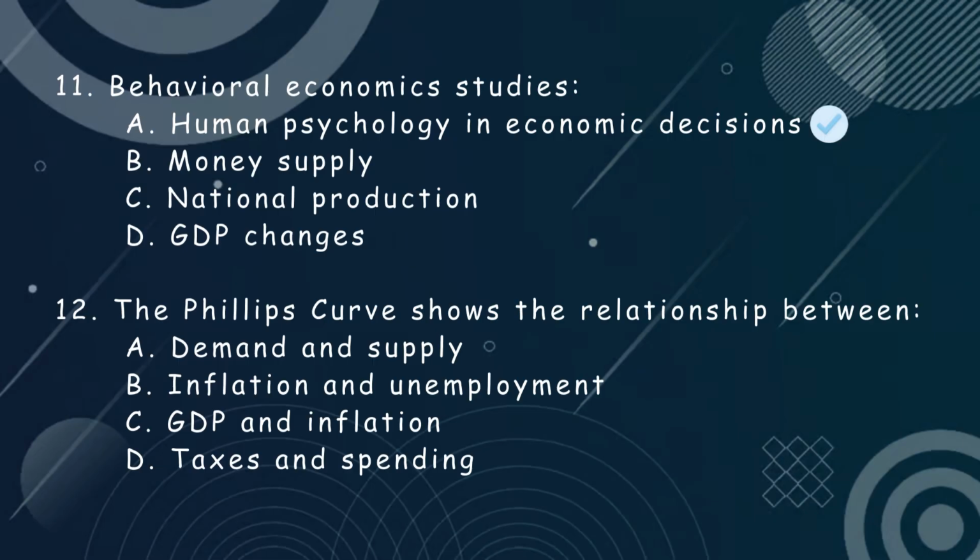Question number 12. The Phillips curve shows the relationship between: A. Demand and supply. B. Inflation and unemployment. C. GDP and inflation. D. Taxes and spending. Answer: B. Inflation and unemployment.